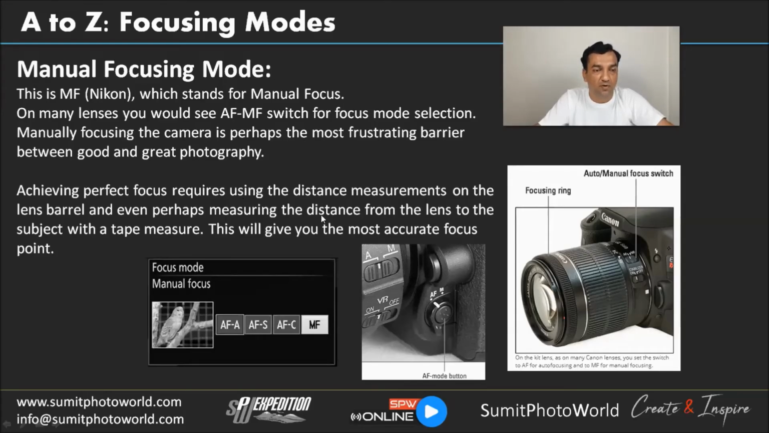Achieving perfect focus requires using the distance measurement on the lens barrel, and some lenses have a distance table there. So on the lens, you will see lenses where they define distance along with the aperture. So at a given aperture, you will have your subject at that distance, and you can use that distance with measuring tapes to get the sharpest possible result on the subject. Measuring the distance from the lens to the subject with a tape measure will give you the most accurate focus points.